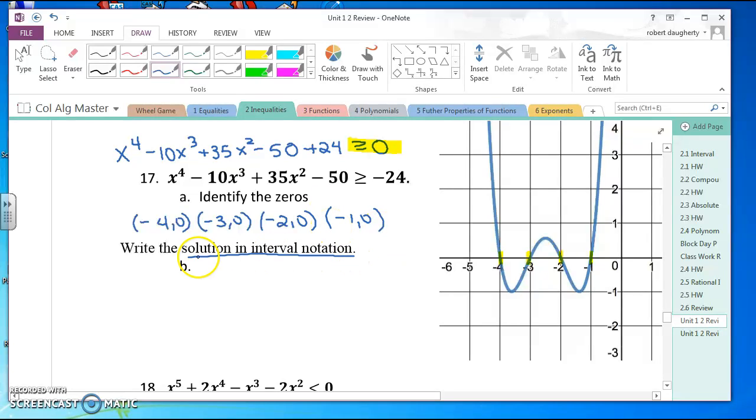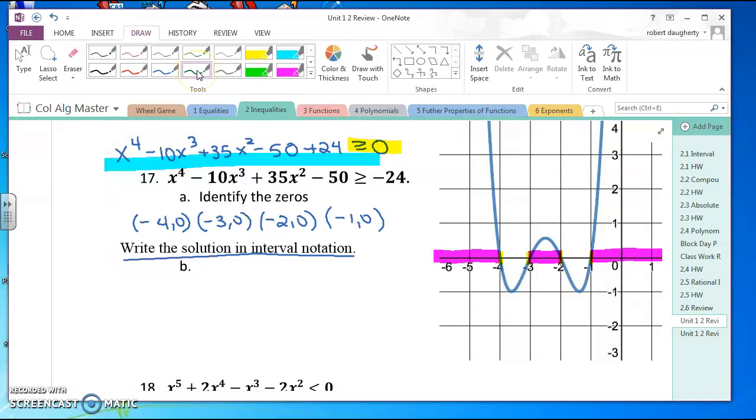So write the solution in interval notation. It's the solution to this inequality right here. Where is the graph greater than or equal to 0? So highlight on the x-axis everywhere that the graph is greater than or equal to 0. So it's above the axis here, it goes down. It's above the axis here, and it's above the axis here. Those look like 3 intervals.